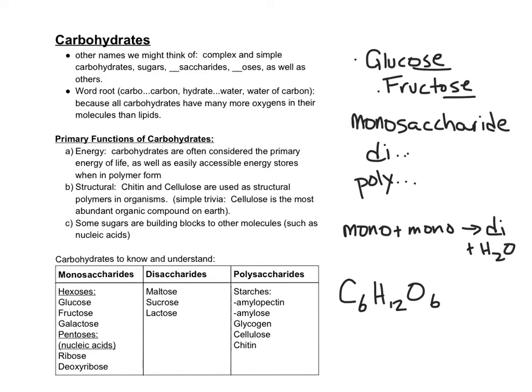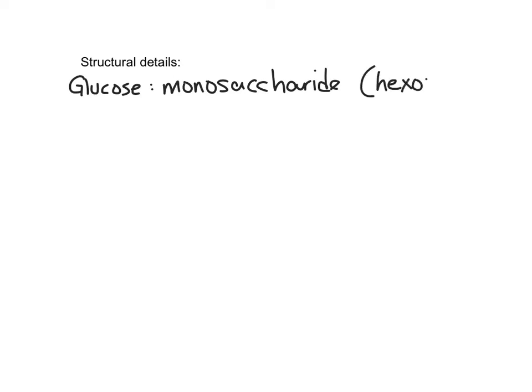Okay, so what we're going to talk about next is the structure, and we're going to look primarily at glucose. In my class, you will never have to draw fructose or galactose. You might have to recognize that they're sugars, but you will never have to actually draw them in that class. But glucose, yes, for sure. So when we start looking at structural details, I'm going to look at glucose as your first monosaccharide, okay? It is also a hexose sugar, which means it has 6 carbons.